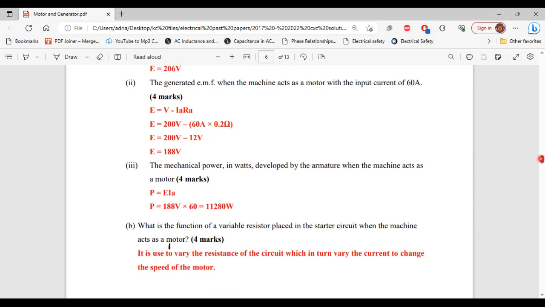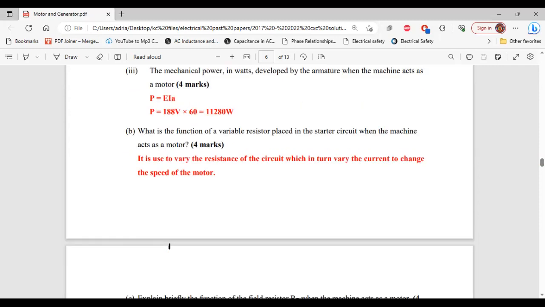For part three, it says to calculate the mechanical power in watts developed by the armature when the machine acts as a motor. All right, so mechanical power is equal to the generated EMF multiplied by the current of the armature. All right, so P is equal to 188 volt multiplied by 60, and that will give us 11,280 watt. All right, so that's it for part three.